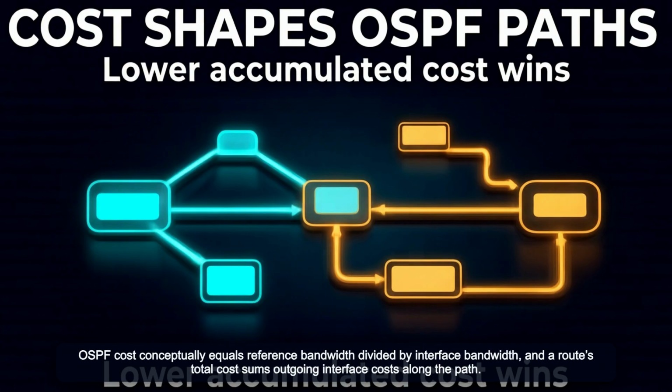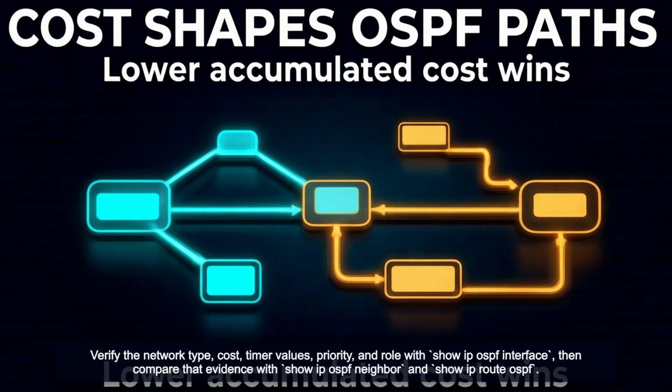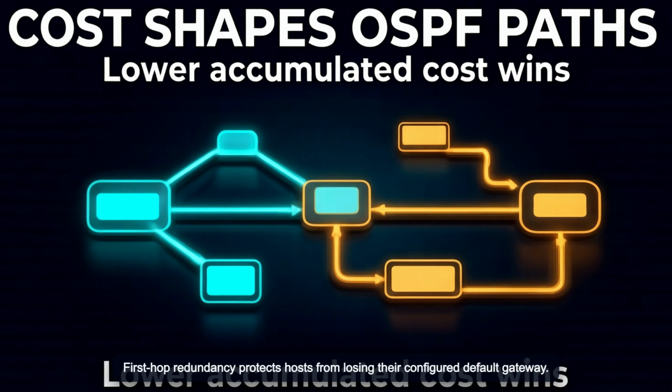OSPF cost conceptually equals reference bandwidth divided by interface bandwidth, and a route's total cost sums outgoing interface costs along the path. Lower cost is preferred. Verify the network type, cost, timer values, priority, and role with show ip ospf interface. Then compare that evidence with show ip ospf neighbor and show ip route ospf.